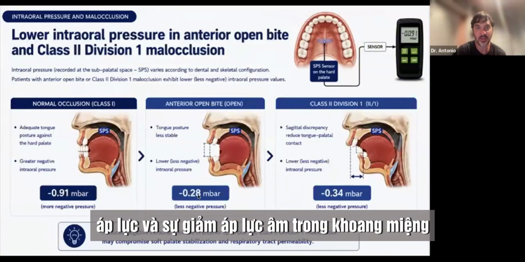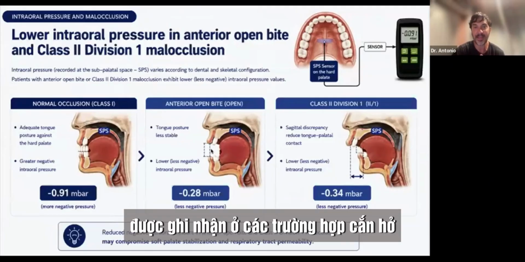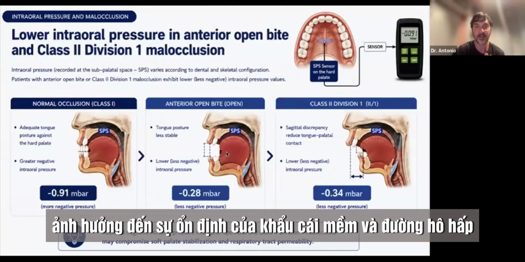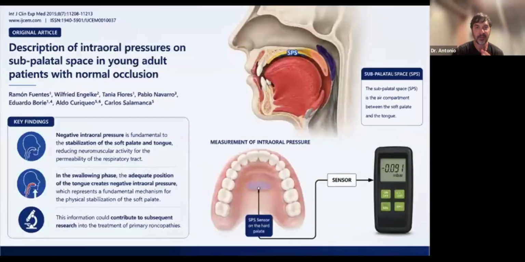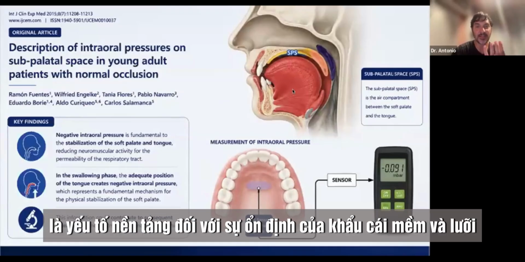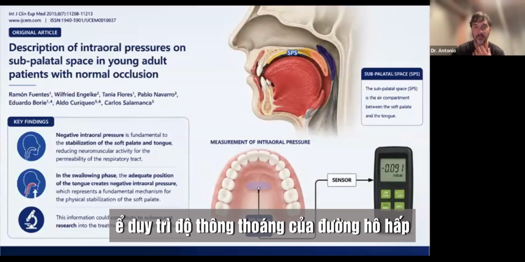As you can see in this article, it's quite interesting. Reduced negative intraoral pressure is seen in open bite cases and class 2 division 1 malocclusion, and it compromises soft palate and respiratory tract stabilization. The negative intraoral pressure is fundamental to the stabilization of the soft palate and tongue, reducing neuromuscular activity for the permeability of the respiratory tract.